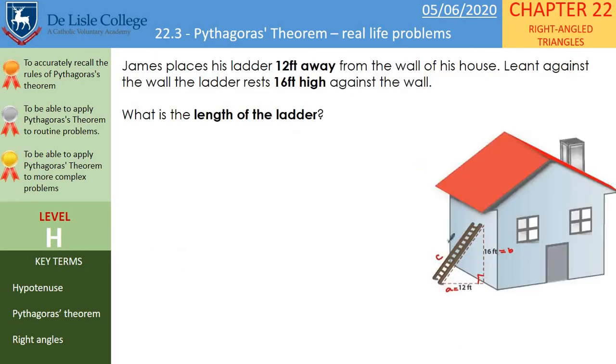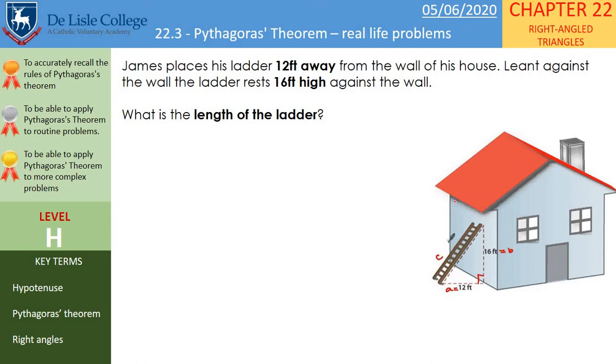Okay, so let's have a little look. So we're going to do this one together. So it says, James places his ladder 12 feet away from the wall of his house. So here we go, 12 feet away. Leant against the wall, the ladder rests 16 feet high. So it reaches up the wall by 16 feet. What is the length of the ladder?